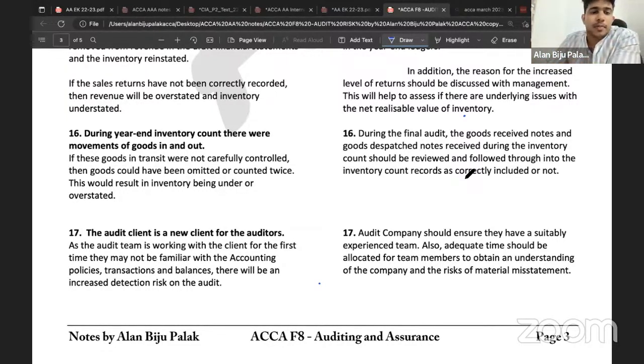Then while performing the inventory count, there may be movement of inventory in and out of the warehouse.